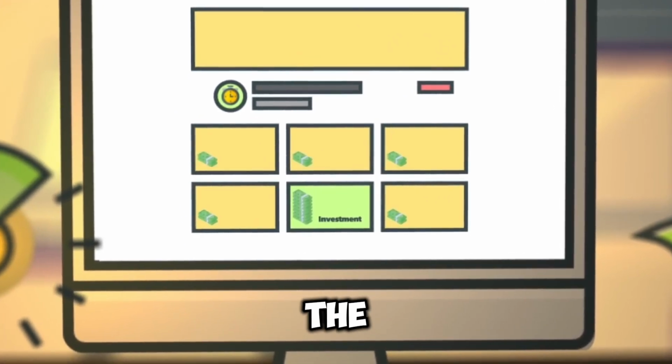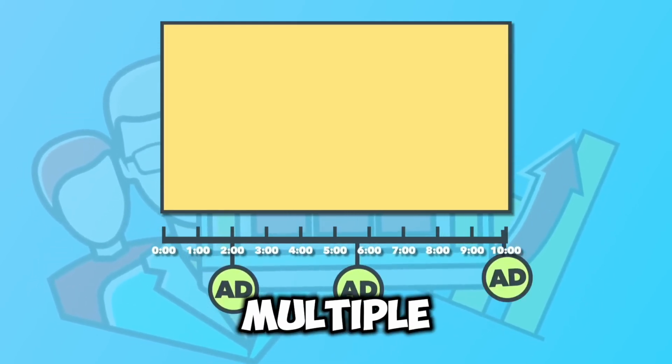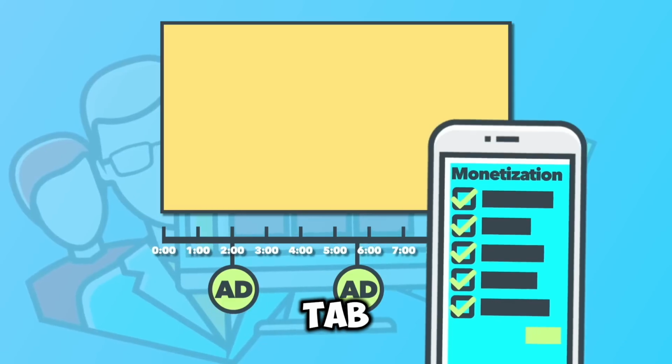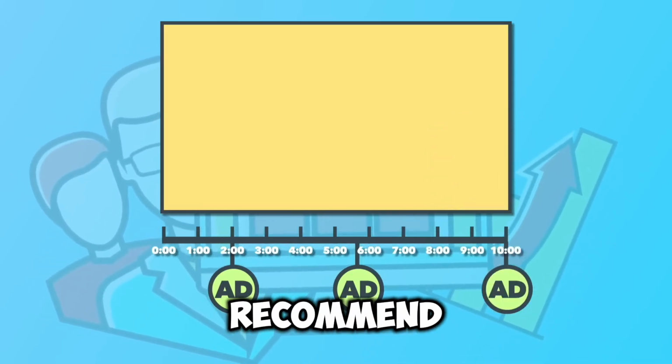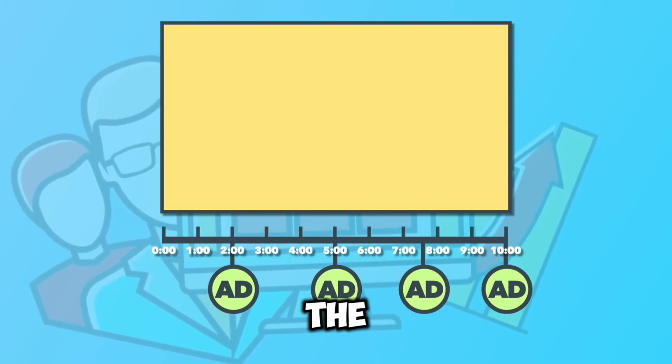Also, another trick to make the most amount of money from ads is to make your videos longer than 8 minutes. This allows you to put multiple ad breaks throughout the video. Make sure you check all the different ad types within your monetization tab once you get monetized, and you'll make a lot more. I recommend spacing out your ads about 2 to 3 minutes between each ad, tapering the ads off towards the end of the video.